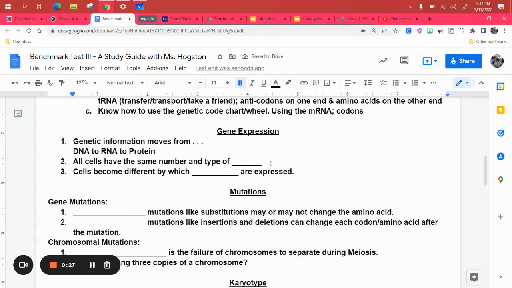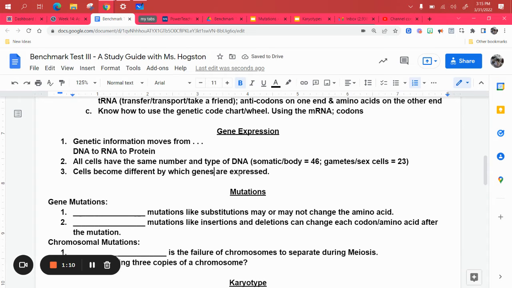Now, all cells have the same type and number of DNA. If we're talking about somatic cells, which are body cells, we're talking about 46 chromosomes. If we're talking about gametes, which are sex cells, we're talking about 23. So how can we have the same 46 chromosomes in every cell, but we have different types of cells that have different shapes, different sizes, and do different things? It is because not all genes are expressed in every cell.